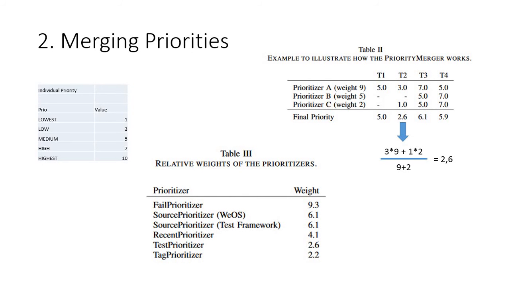With all these priorities, they also needed to merge them, and they did it by adding a weight to each prioritizer, and then calculating an average from the weights and the individual priority given to each test case. In that way, they get a final priority order of the test cases, which in this example would be first test case 3, then test case 4, then test case 1, and finally test case 2.